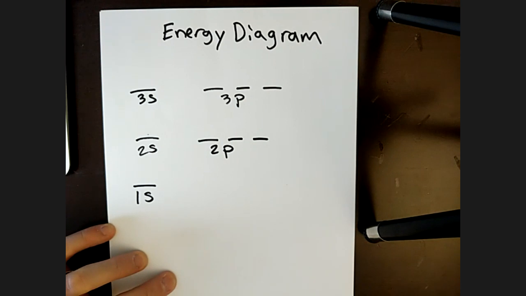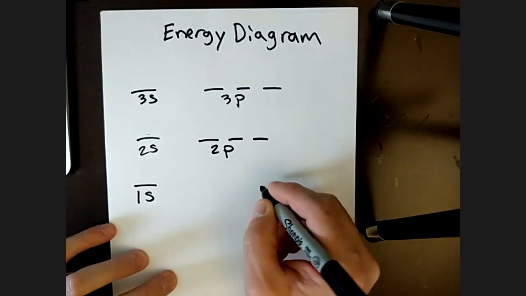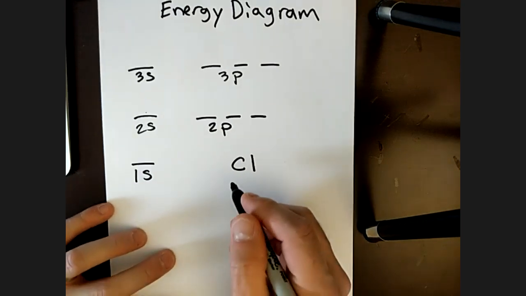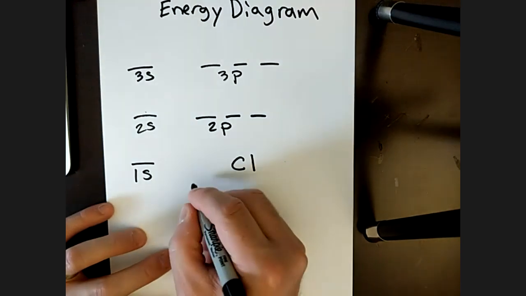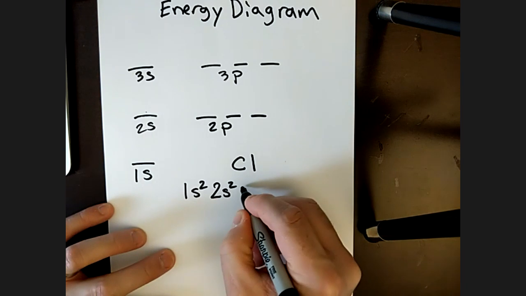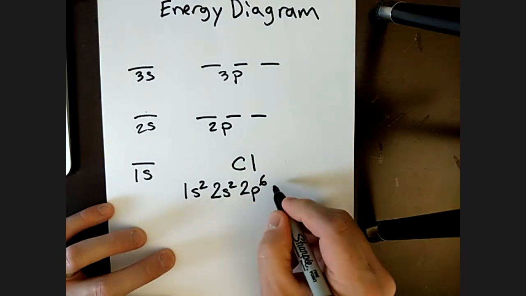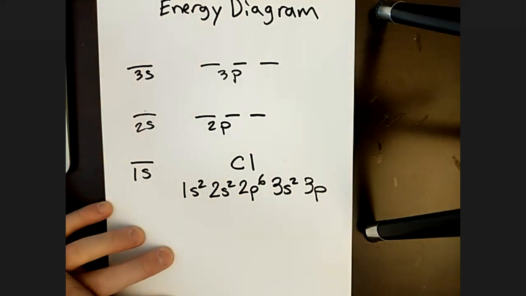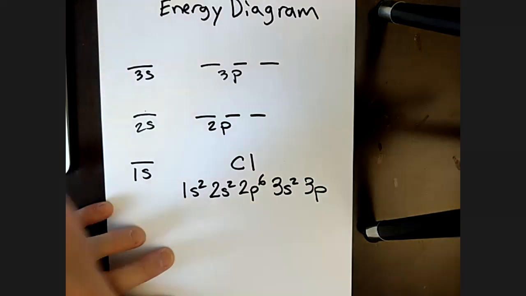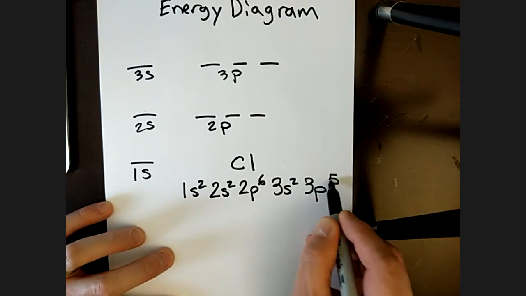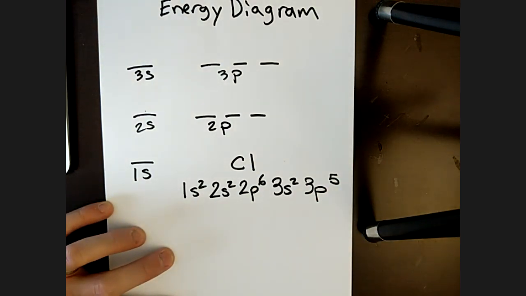Let's look at what the energy diagram looks like for chlorine. First, let's write the electron configuration. It will translate similar to here: 1s2, 2s2, 2p6, 3s2, 3p, and then we want to count over from chlorine. Chlorine is the 5th electron.